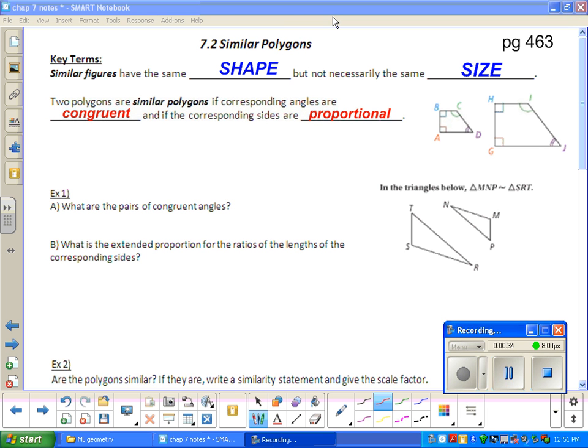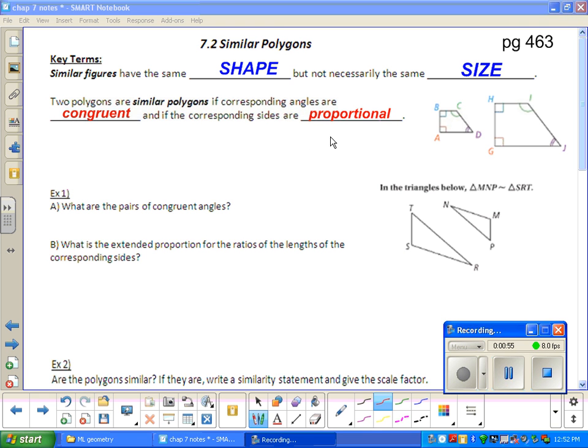Okay, so similar figures are the same shape, but not necessarily the same size. So down here we have two similar figures. They have the same shape, but they are not the same size. One is larger than the other. Two polygons are similar polygons if corresponding angles are congruent and if the corresponding sides are proportional.